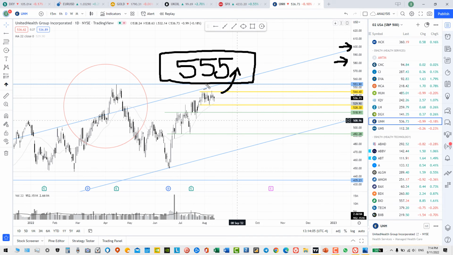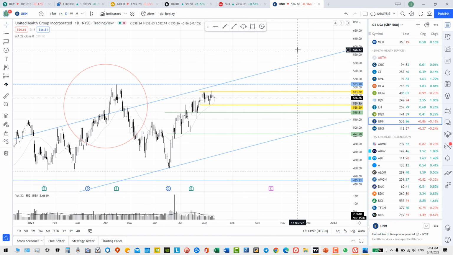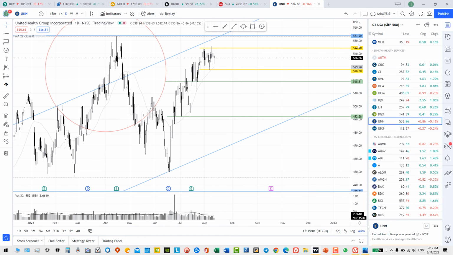So keep in mind, if it did take place, the stop loss will be around 544 and your targets are 580 and 600 over the short term and medium term. It will be a low risk virtual trade as long as it is in the same direction of the prevailing upward weekly trend. That's it for United Health.